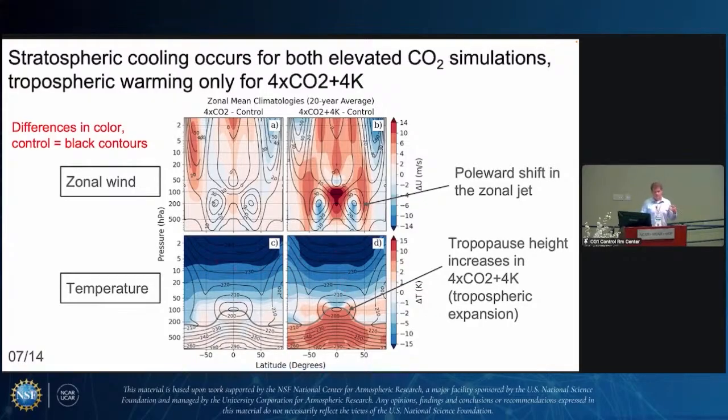And so this is an effect of the direct radiative impact of CO2, where we have greater longwave emission cooling the stratosphere. But interestingly, we only have tropospheric warming in this 4 CO2 4K simulation, and that's connected with our increased sea surface temperatures. And then we also have some changes in the zonal wind patterns, which are seen also in fully coupled models in climate change.